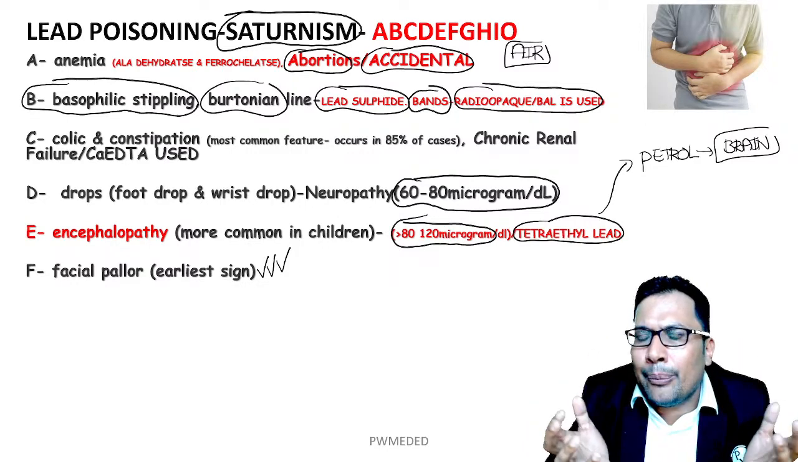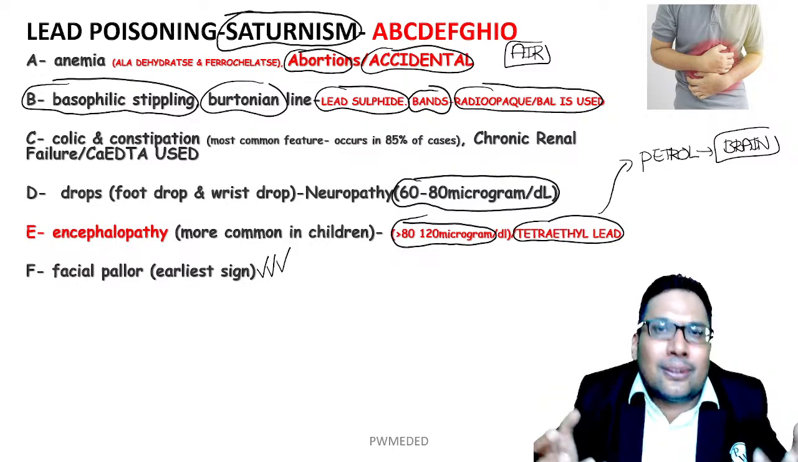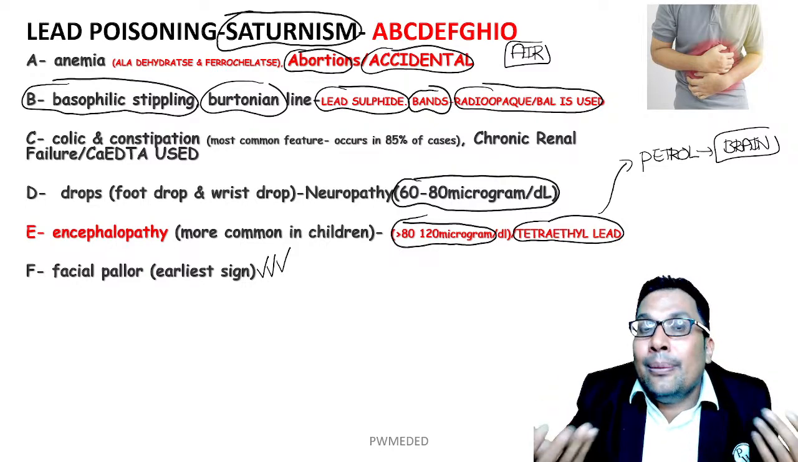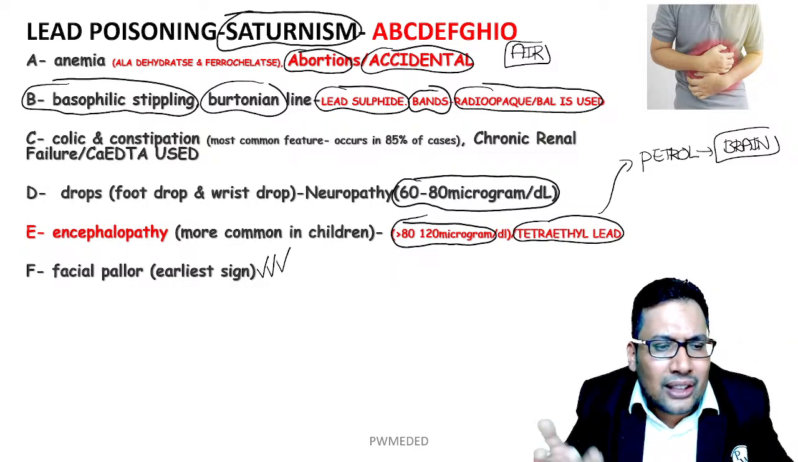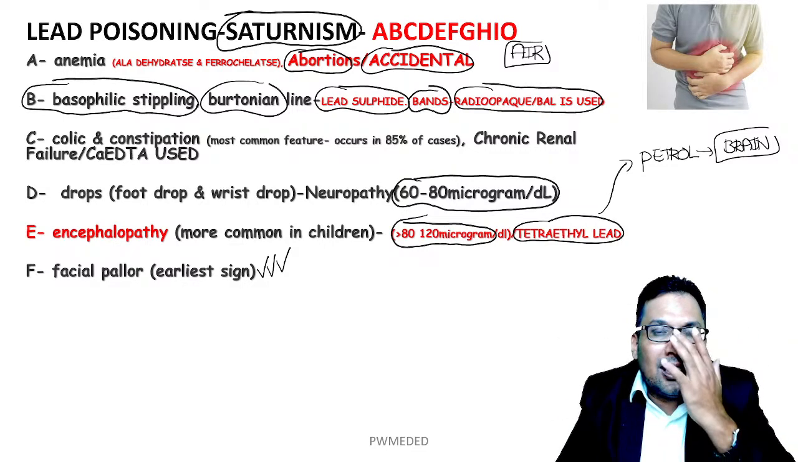So facial pallor, either because of vasospasm or because of the anemia also. That is all caused by the lead. Facial pallor, that is F. Then we'll think about G.